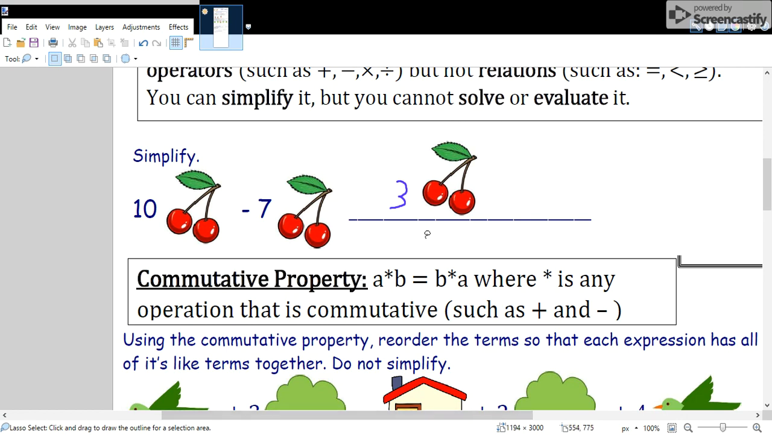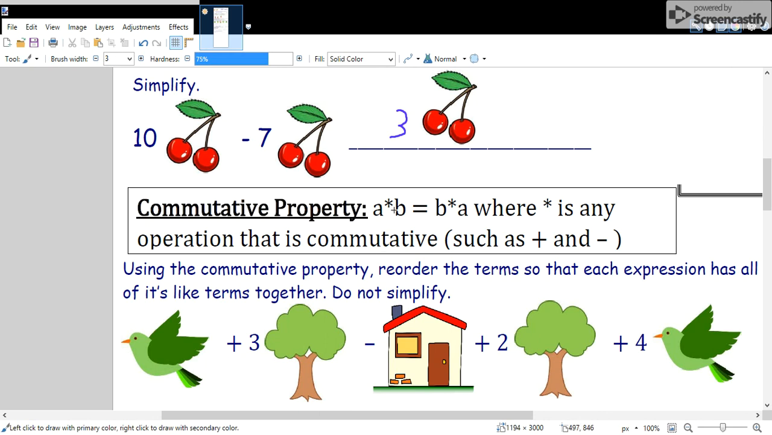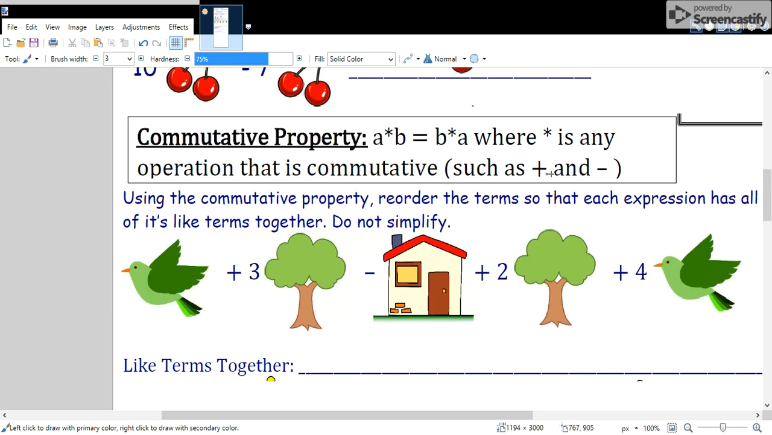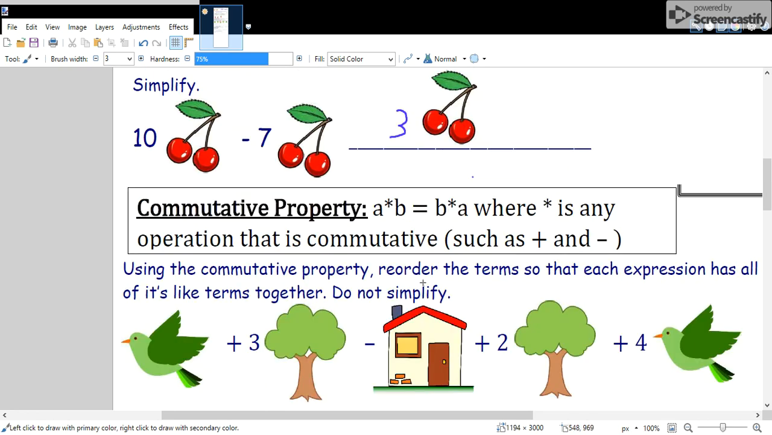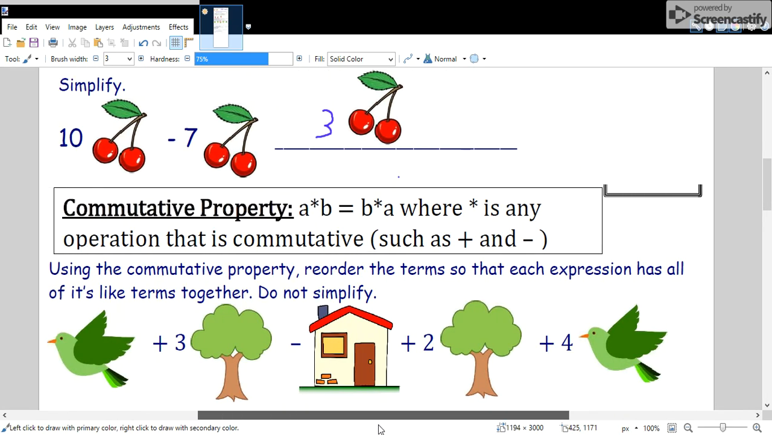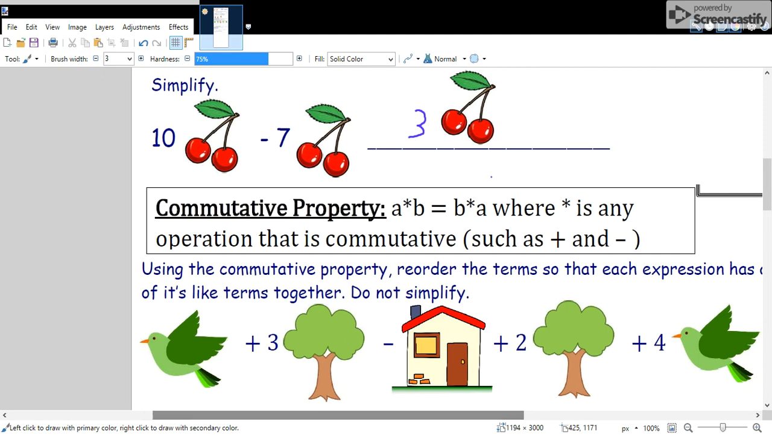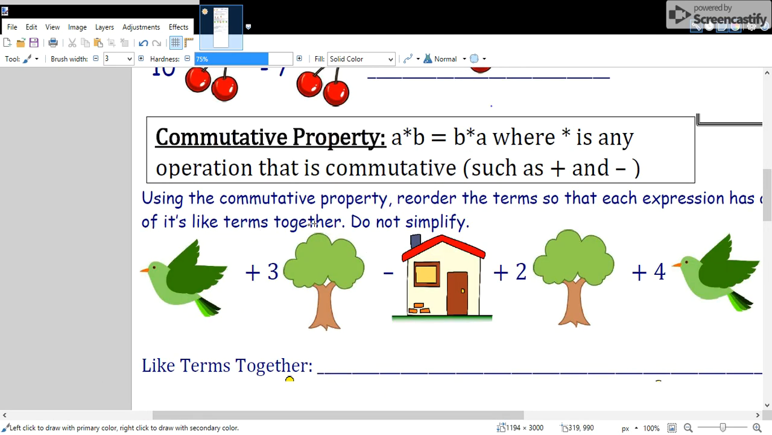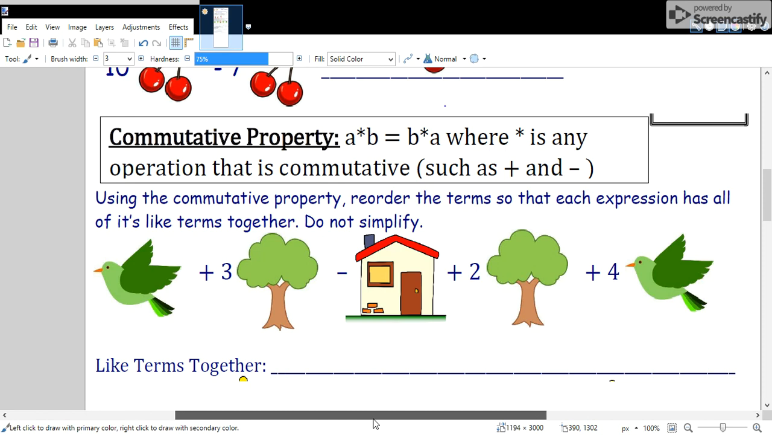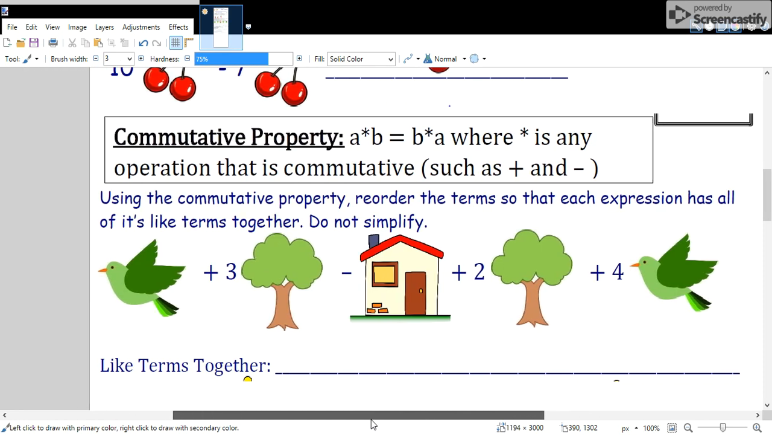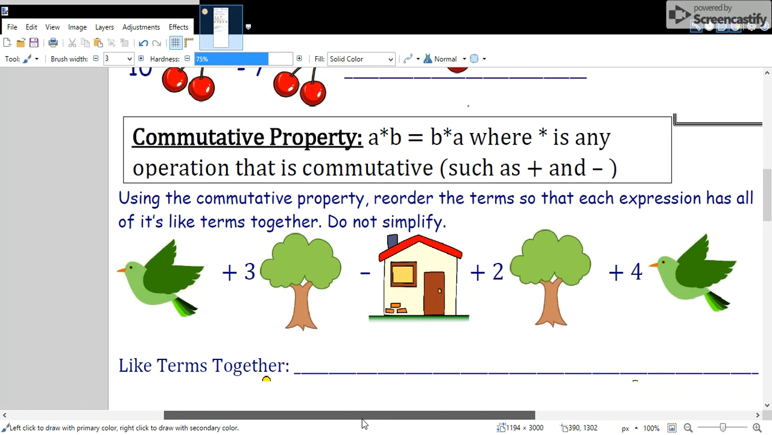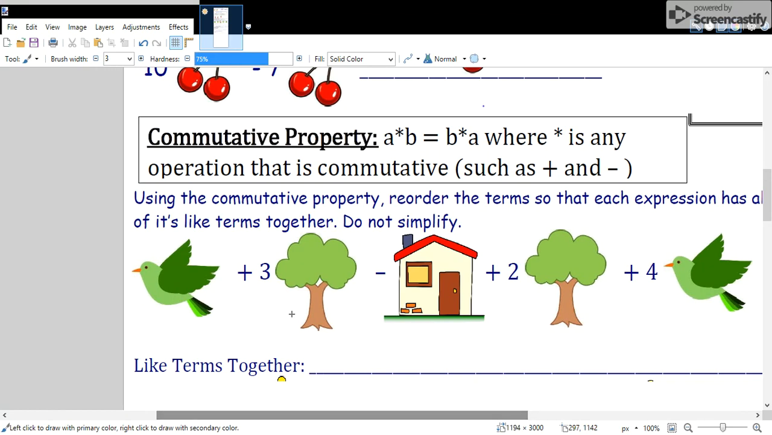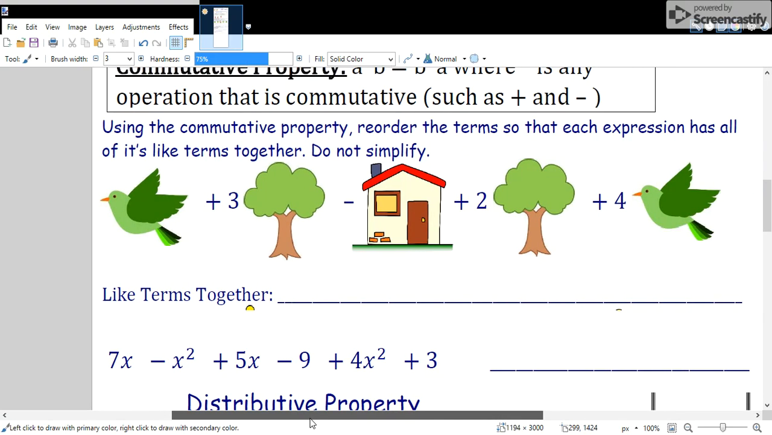Commutative property. A times B equals B times A, where the star is any operation that is commutative, such as addition and subtraction. Using the commutative property, reorder the terms so that each expression has all of its terms together. Do not simplify. So let's put the like terms together.